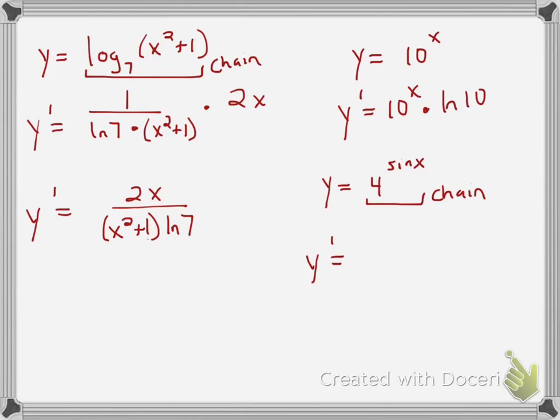So start it out like you normally would. 4 raised to your exponent, that doesn't change. Multiply it by the natural log of your base. Now, you still have to take the derivative of your exponent. The derivative of sine of x is cosine x. And I would finish it right there. That's done. That's completed. Right?